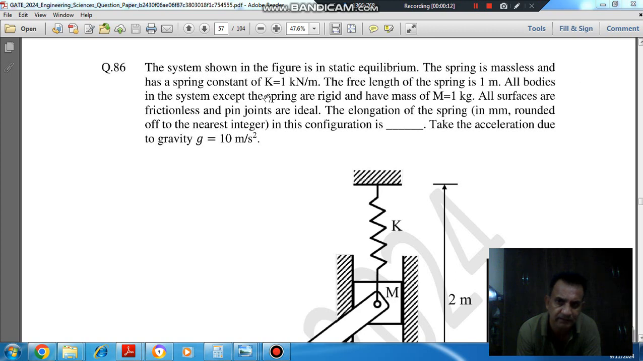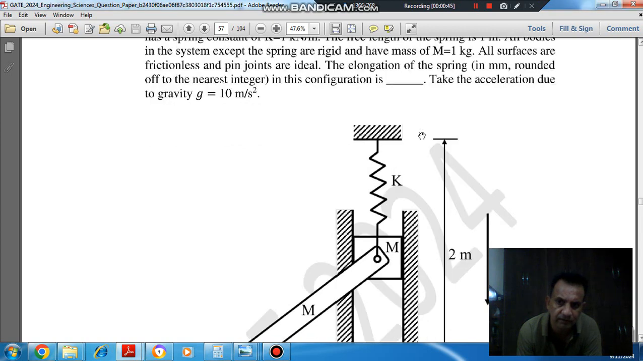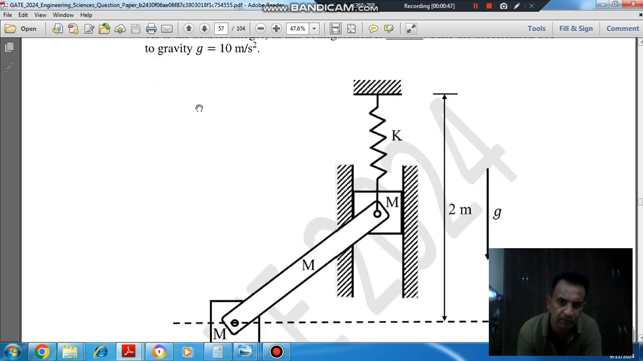The spring is massless and has a spring constant of k equal to 1 kN per meter. The free length of the spring is 1 meter. All bodies in the system except the spring are rigid and have mass of capital M equal to 1 kg. All surfaces are frictionless and spin joints are ideal. The elongation of the spring in mm, rounded off to the nearest integer in this configuration, is dash. Take acceleration due to gravity g equal to 10 meter per second square.